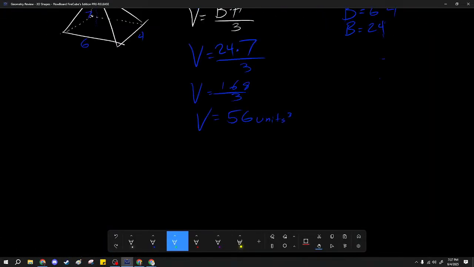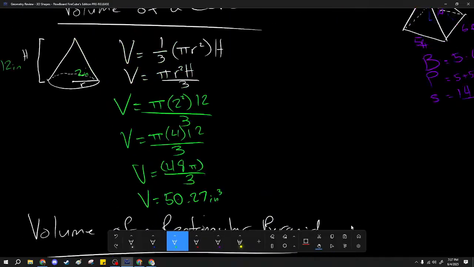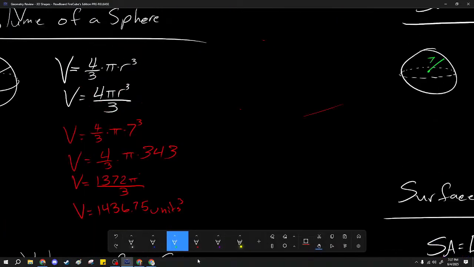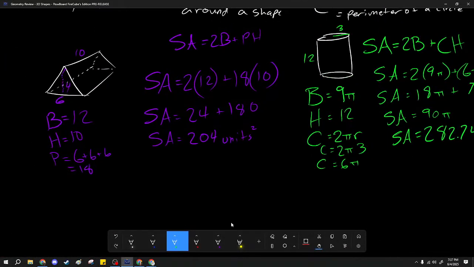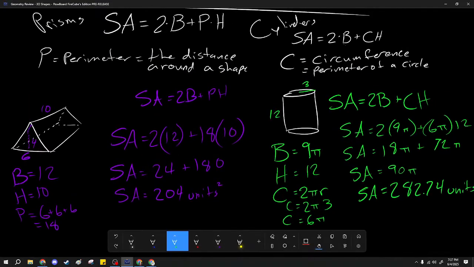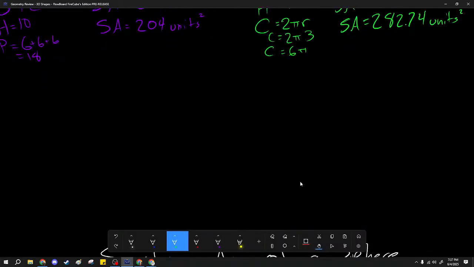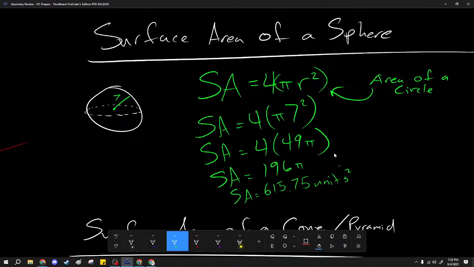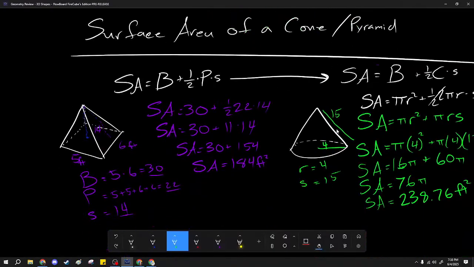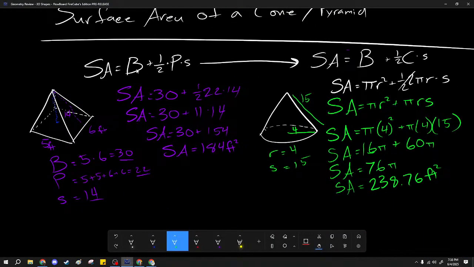Let's see, pyramid was last. We did pyramid. We did cone. We did sphere. And we did prisms and cylinders. Yeah, that is it. Prisms and cylinders are very similar. Cylinders just have some special things that go into it. Spheres are the easiest ones. There's only the radius you got to worry about. Surface area of a cone and pyramid are also pretty simple. You only need a couple things. Usually the slant height is given.